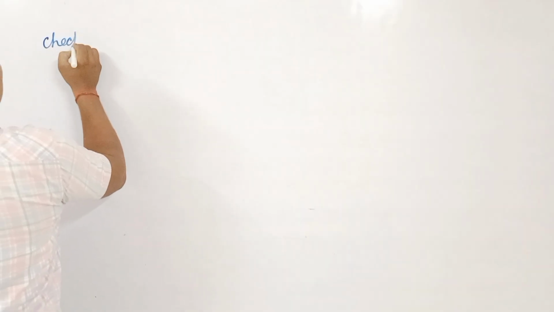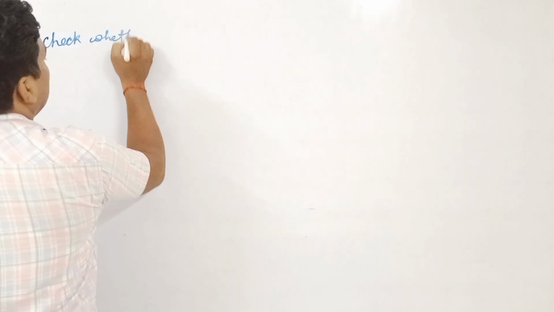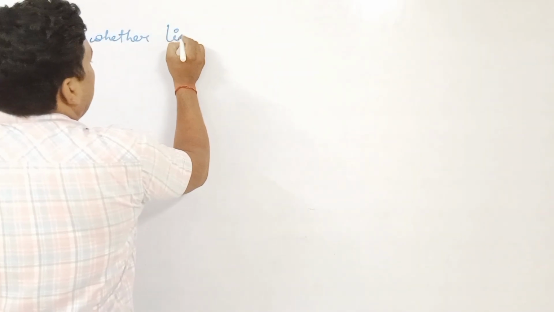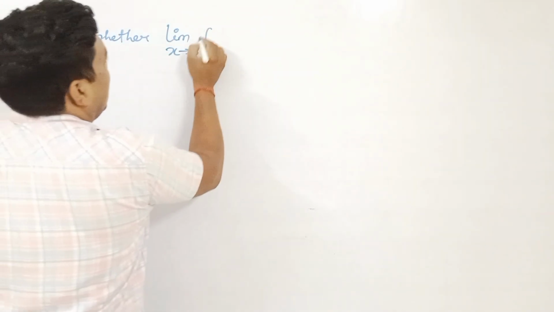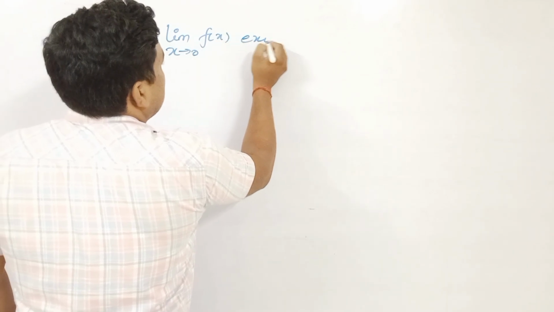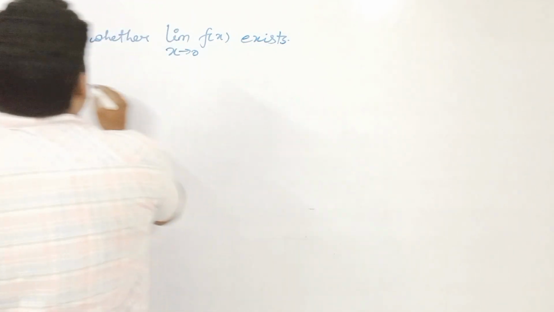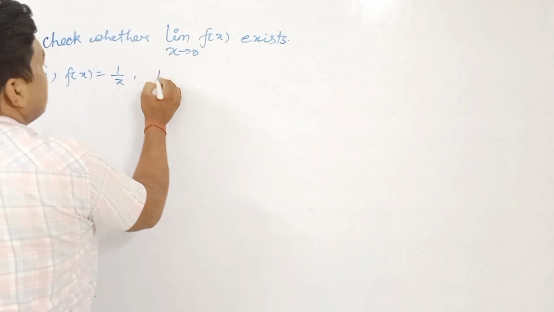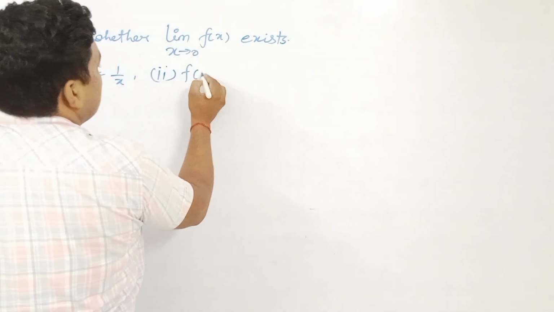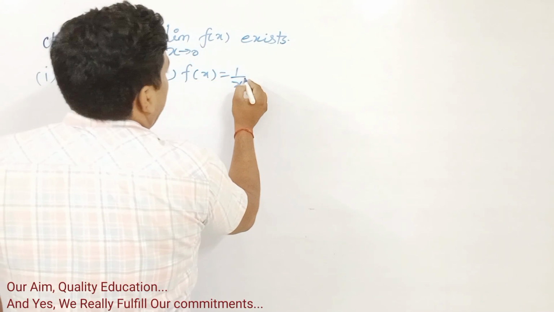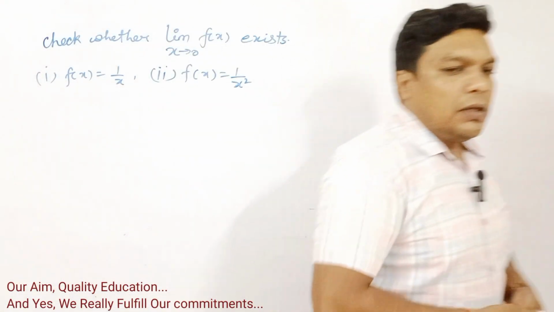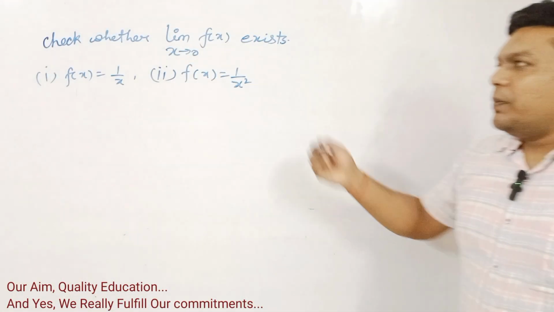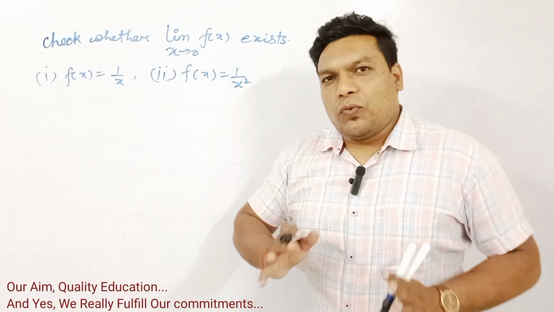Check whether limit x tends to 0 f of x exists, where the first part is f of x equals 1 upon x, and the second part is f of x equals 1 upon x square. Okay, we can understand the concept of limits from these examples in a very good manner.